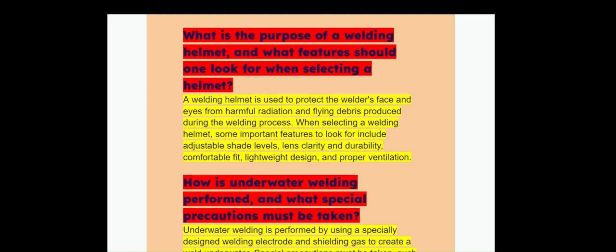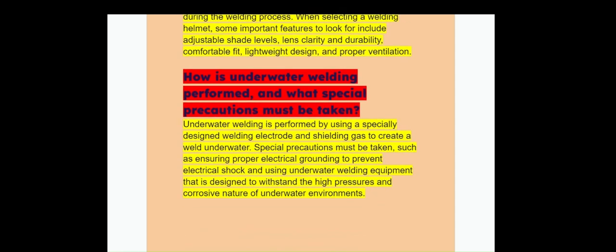How is underwater welding performed, and what special precautions must be taken? Underwater welding is performed by using a specially designed welding electrode and shielding gas to create a weld underwater. Special precautions must be taken, such as ensuring proper electrical grounding to prevent electrical shock and using underwater welding equipment that is designed to withstand the high pressures and corrosive nature of underwater environments.